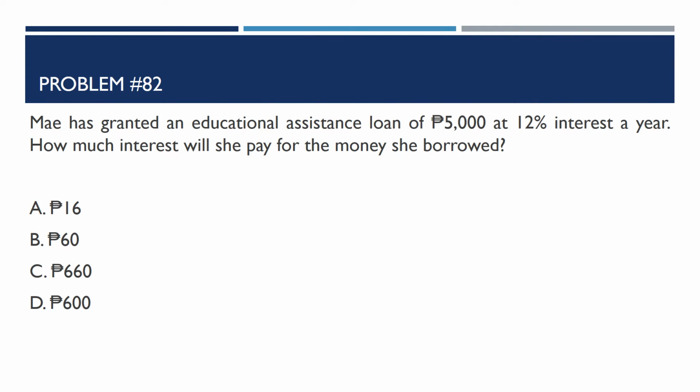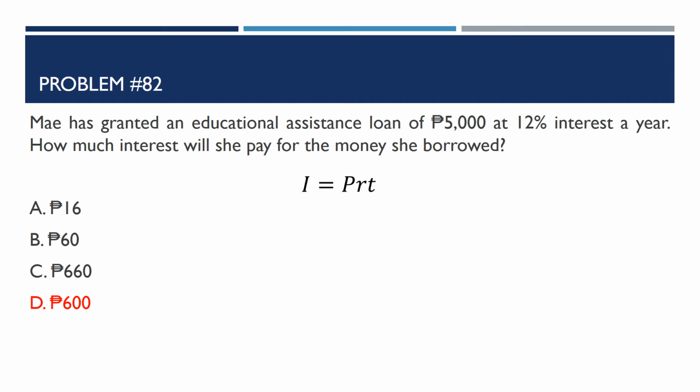Number 82. May has been granted an educational assistance loan of 5,000 at 12% interest a year. How much interest will she pay for the money she borrowed? So let us know the answer. The answer for this is 600 pesos. So how do you get this answer?